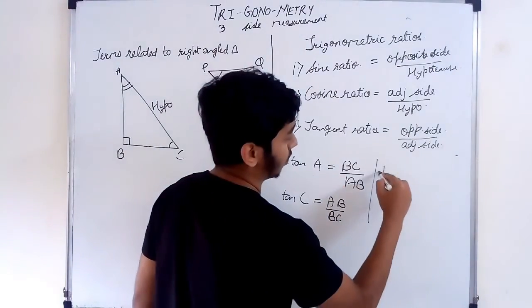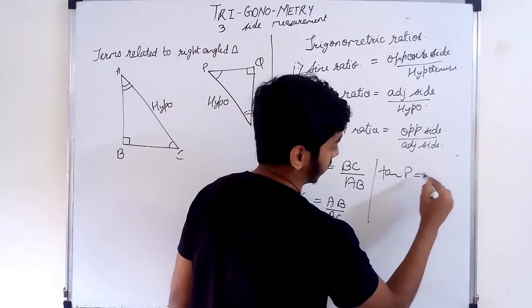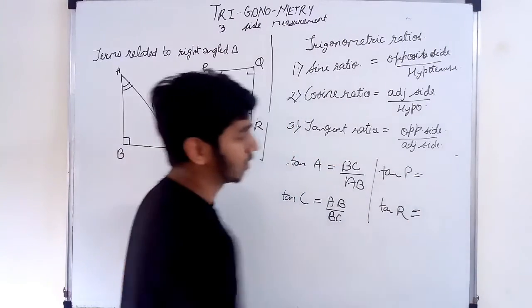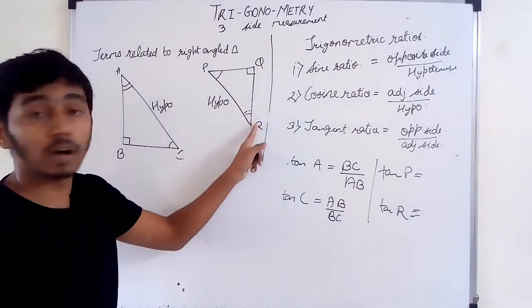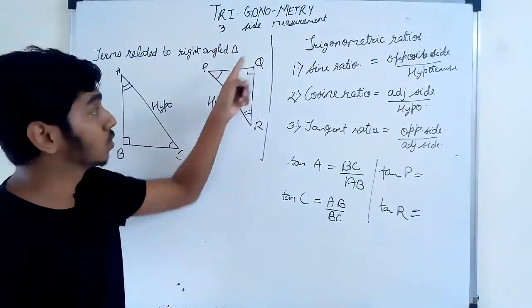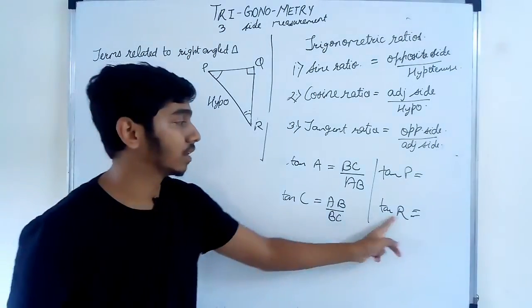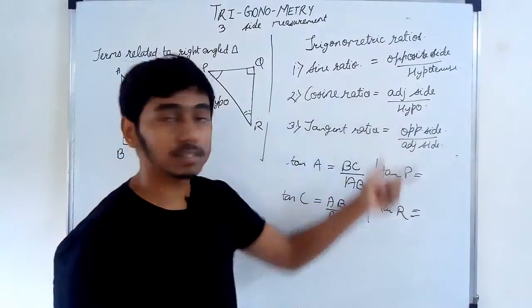Now find tan P and tan R. Now you know how to find tan P. P is this, the opposite side is QR, and the adjacent side is PQ. So QR upon PQ will be tan P. Same for tan R also, you can find. I hope you have understood this.